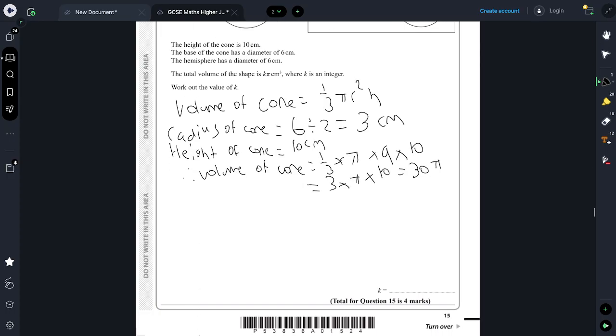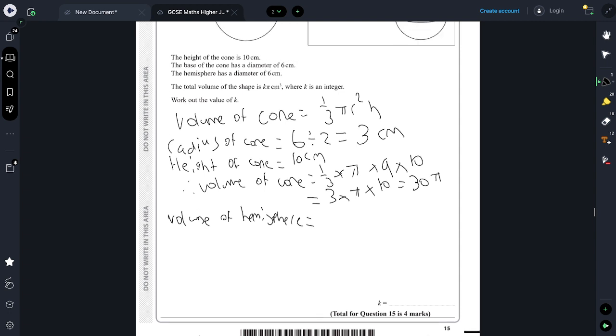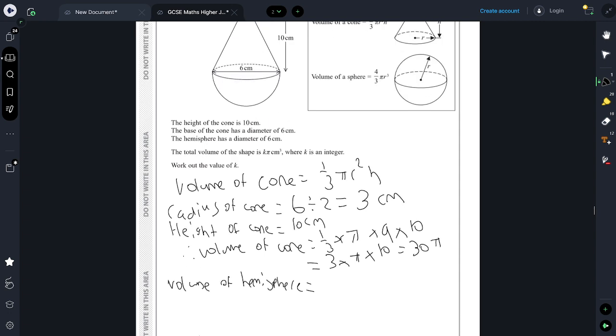Okay, so now we're going to work out the volume of the hemisphere. Now the volume of the hemisphere, I said it's half the volume of the sphere. So it's going to be a half of 4 over 3 pi r cubed. Now actually, a half times 4 over 3 is 4 over 6. Well, the 2 cancels with the 4 here. So you're just left with 2 over 3.